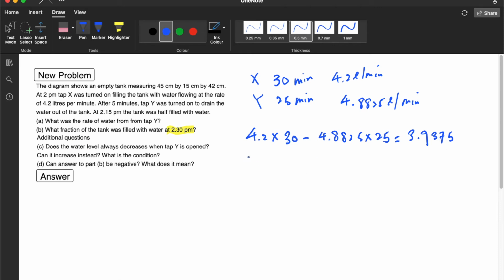Right, so we have to take this number and divide that by the volume of the tank, which we also have calculated earlier. That number was 28.35. Right, so if you were to press your calculator, I think you're going to get this number, 0.13889. Right, we round it to 4 or 5 decimal places, but the exact fraction I think is 5/36. Right, so that's the answer for part B.